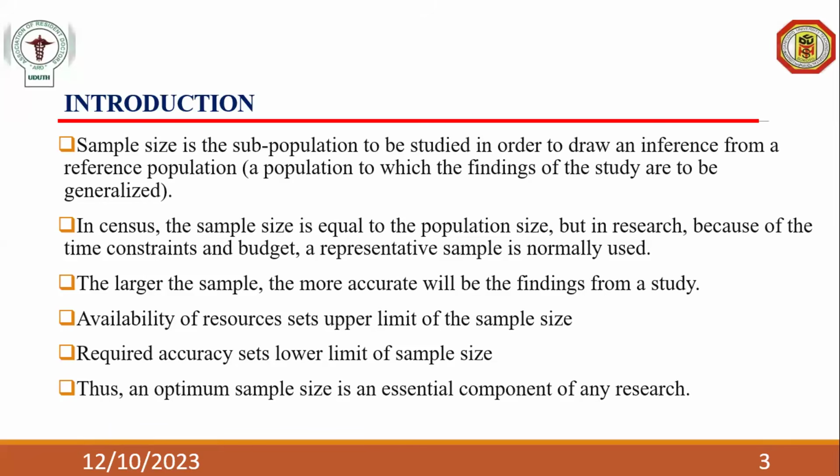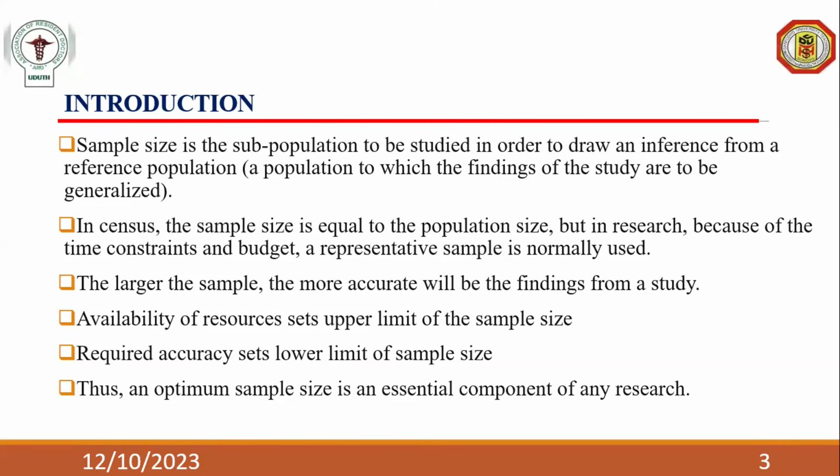But in research, because of time constraints and budget, a representative sample is normally used. So the larger the sample, the more accurate will be the findings from a population. Yes, but even if the sample should be large, once you use the right formula to calculate your sample size, so that the sample size is optimal, whatever you have gotten from your formula is the optimal sample size.